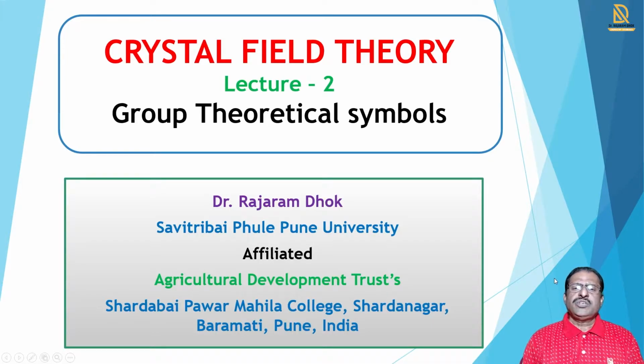Today we see the crystal field theory, and in this crystal field theory lecture 2 we learn about the group theoretical symbols. When we studied the crystal field theory, we mainly studied the interaction between d orbitals and ligands. In the first lecture we have seen the shape of d orbitals, and there are 5 d orbitals. Every time there is no need to write the name of the d orbitals. Depending upon the symmetry, the d orbitals are grouped into certain symbols, and they have been given certain group symbols. We see in this lecture the group theoretical symbols for these d orbitals.